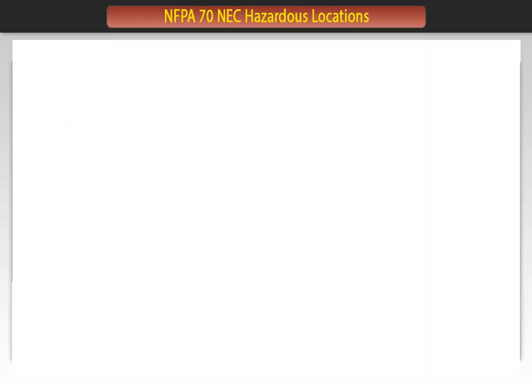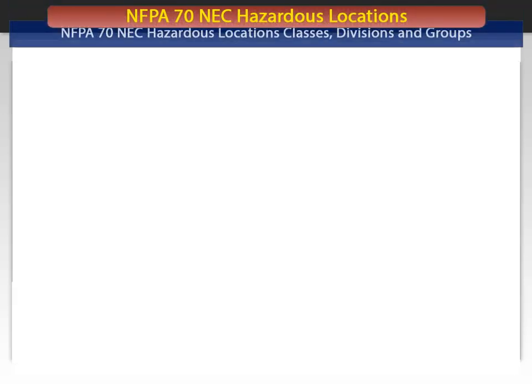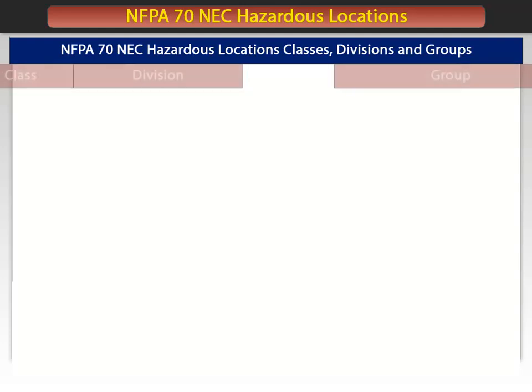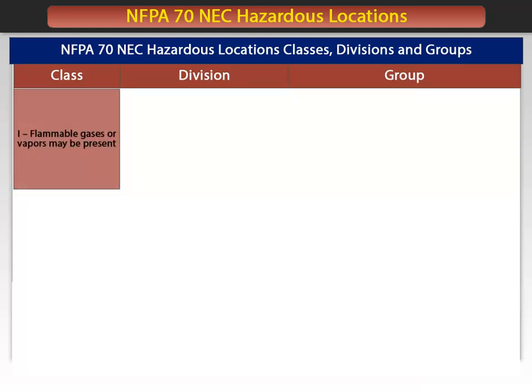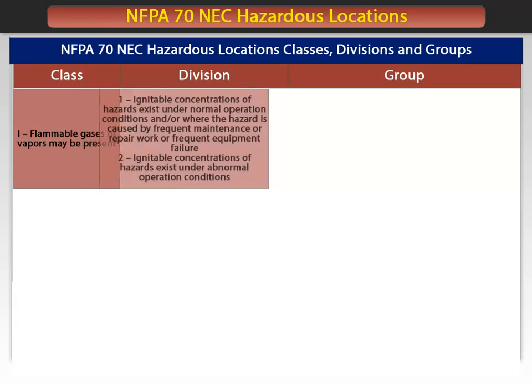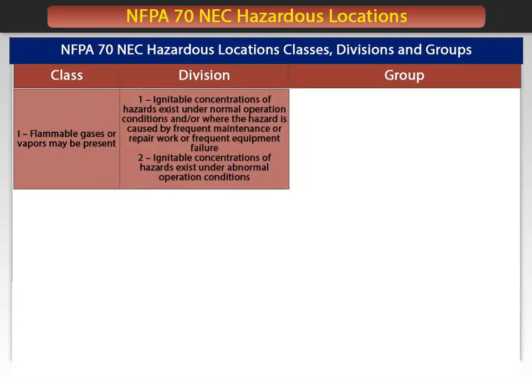Here is a table showing the NFPA 70 NEC hazardous location classes, divisions, and groups. Class 1 includes the flammable gases or vapors that may be present. The division in this class includes Division 1, ignitable concentrations of hazards exist under normal operation conditions and/or where the hazard is caused by frequent maintenance or repair work or frequent equipment failure. Division 2, ignitable concentrations of hazards exist under abnormal operating conditions.